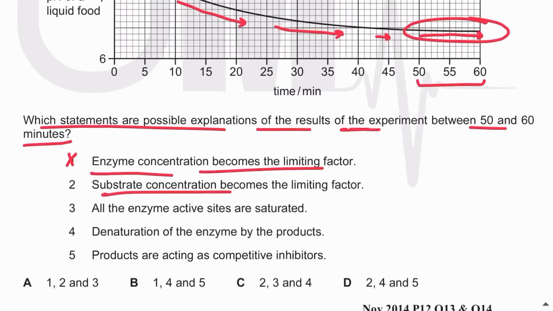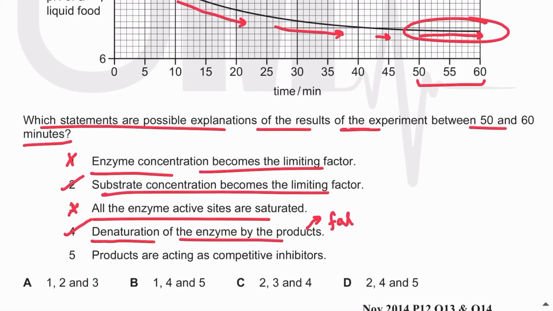Substrate concentration becomes a limiting factor. This is true. That's because the substrates are being used up. All the enzyme active sites are saturated. No. If all the enzyme active sites were saturated, the reaction would still be going on. Denaturation of the enzyme by the products. This is true, because the product over here is the fatty acids, right? Products are the fatty acids, and these fatty acids are decreasing the pH, causing the denaturation of the enzyme.